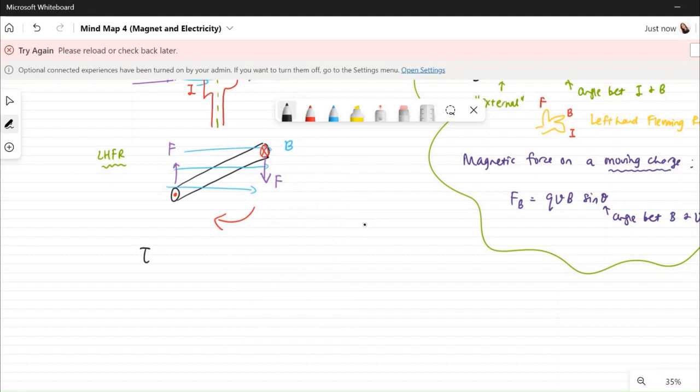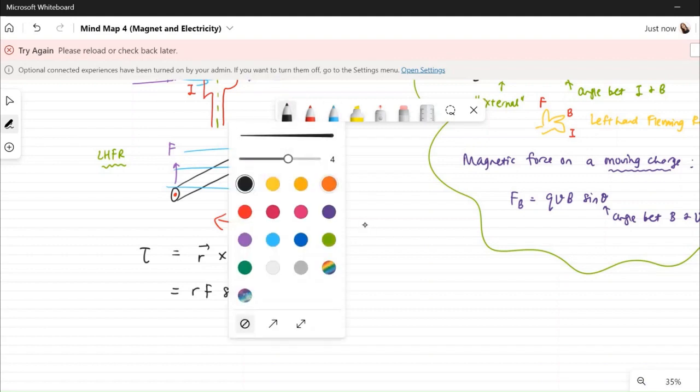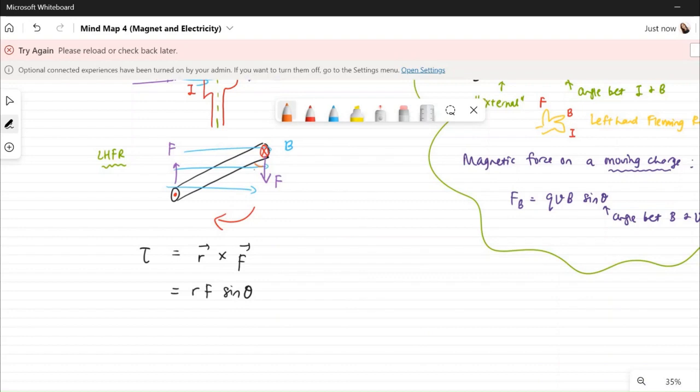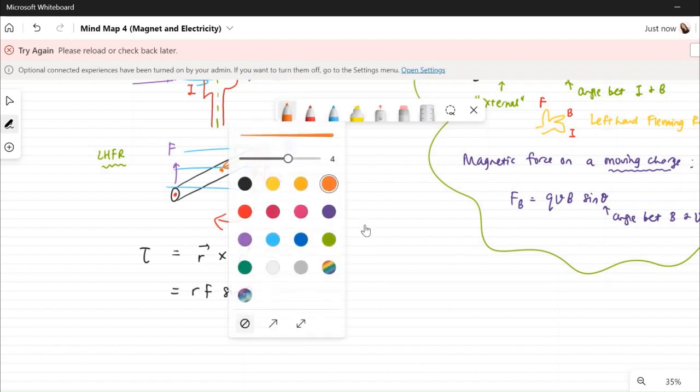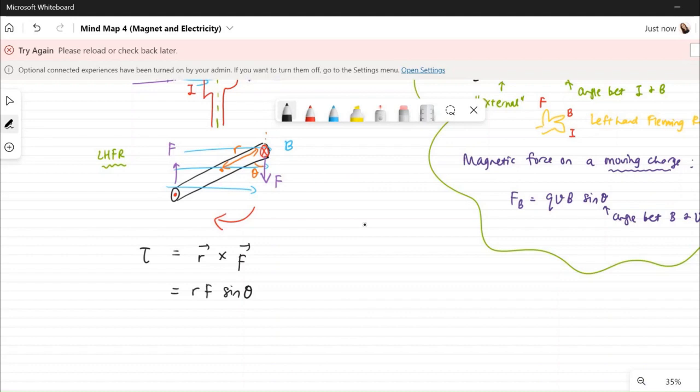Torque means a rotational force. So the torque exerted on the wire here is equal to the cross product of the lever arm and F, where torque is equal to R F sine theta. What is this theta? Theta is the angle between F and R. R is a term called the lever arm, which is the distance from the axis of rotation to the line of action. The axis of rotation is at the center of the conductor.